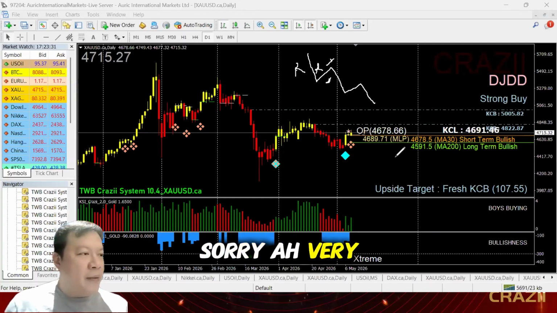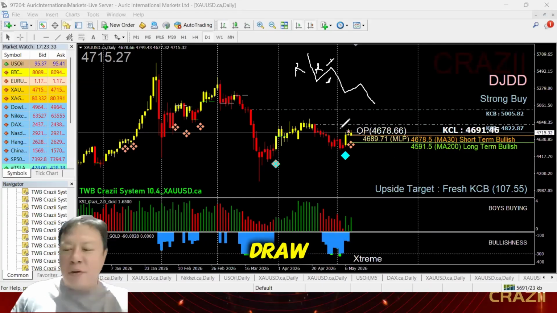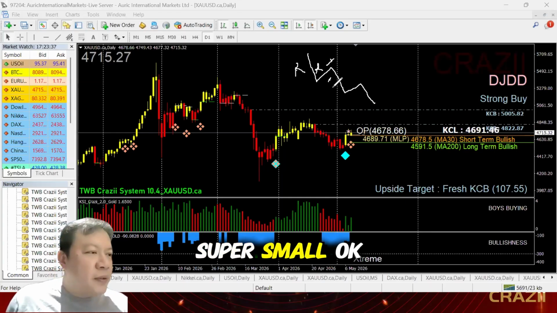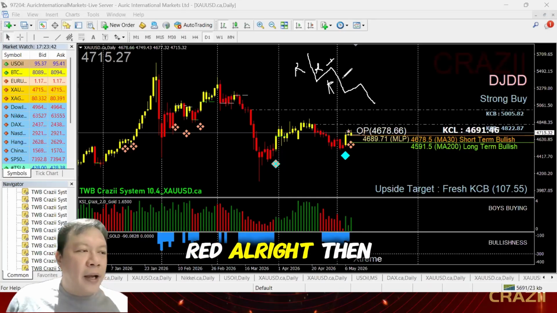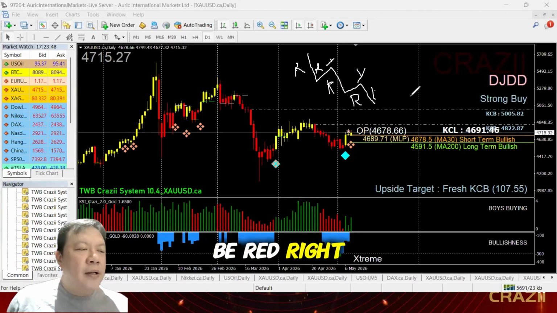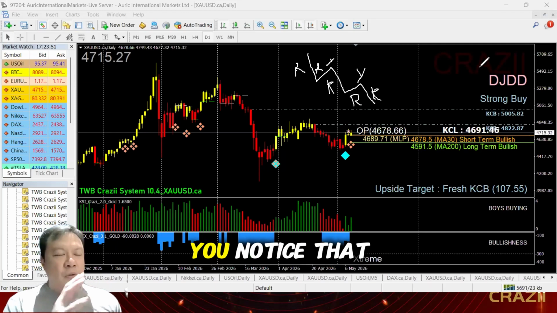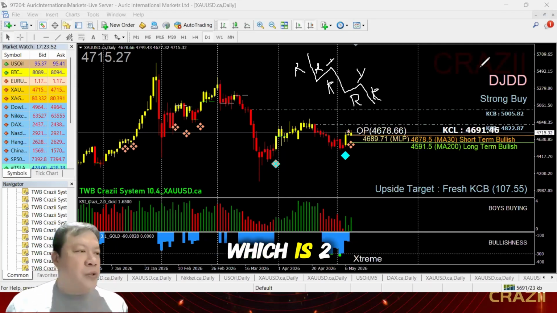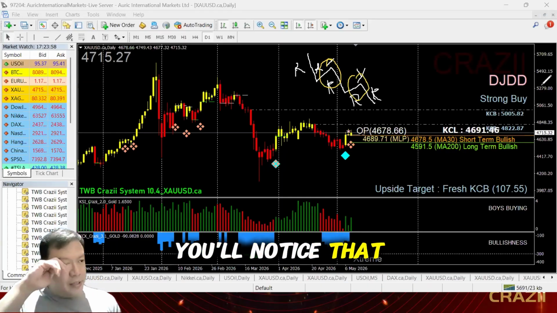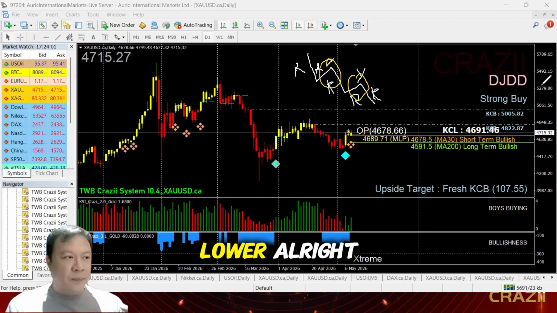Sorry, I got limited space on my side here to draw, because the table here is super small. Okay, let me just try this again. Red. Then after that, it'll be red here again. And then here will be yellow. Then here will be red, right? So when the market is on a downtrend, you notice that the yellow to yellow, which is these two areas, you'll notice that the yellow gets lower, all right?